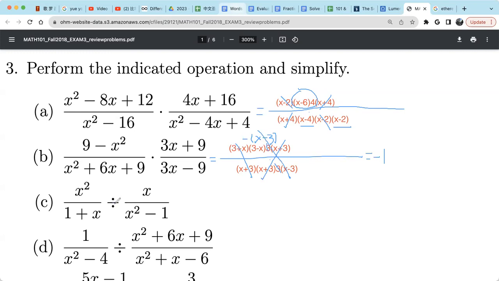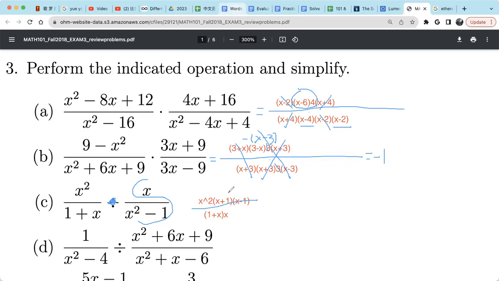This one, division, we want to change to multiplication. Then we flip the numerator and the denominator. Then what do we get? We get in the numerator an x squared times x squared minus 1, which is x plus 1 times x minus 1. Denominator, we have 1 plus x, which is the same as x plus 1, times x. So we turn the division into multiplication, we flip the numerator and denominator.